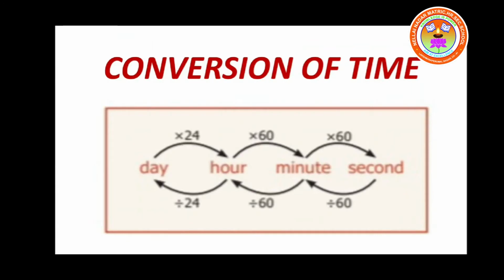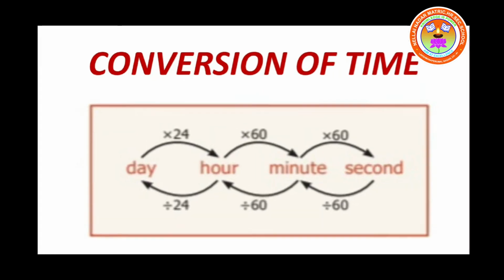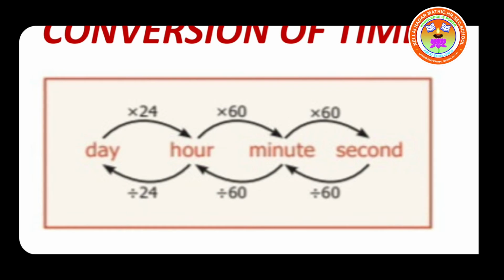Okay, next let us move on to the conversion of time. You all know that conversion of time means: 1 day is equal to how many hours, 1 hour is equal to how many minutes, 1 minute is equal to how many seconds. 1 day has 24 hours, so you multiply by 24. 1 hour is equal to 60 minutes. 1 minute is equal to 60 seconds. That is what is given here.